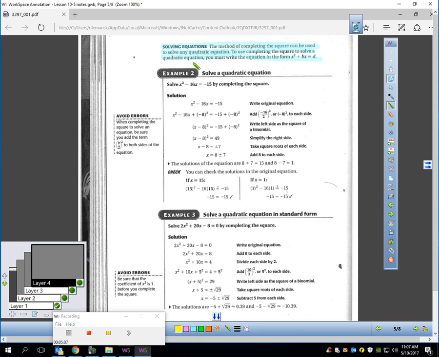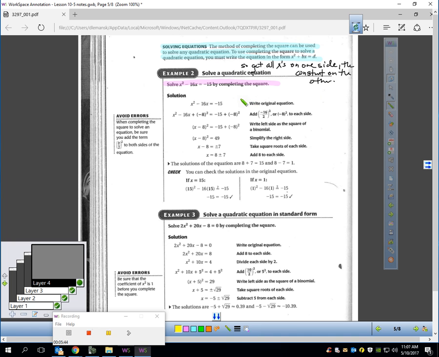To use completing the square to solve a quadratic, you must write the equation in this form. So start off by getting x squared and bx on one side and the constant on the other. In other words, get all those x's on the left, put the constant on the right, and you'll have this set up to complete your square and then solve using square roots. So here's a sample problem.